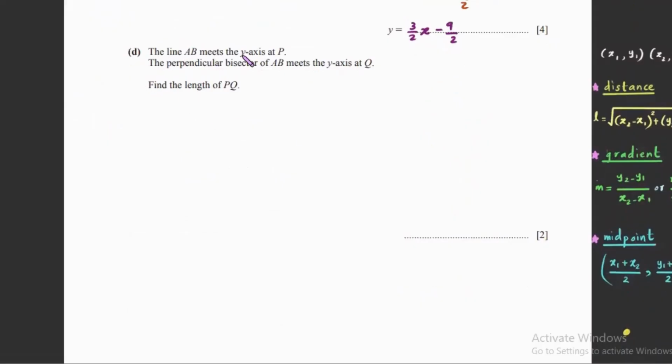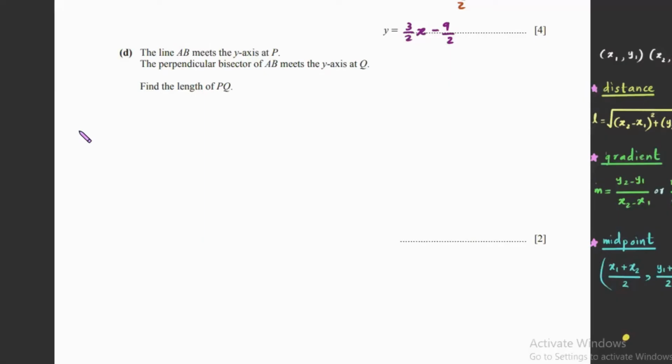The line AB meets the y-axis at P. The perpendicular bisector of AB meets the y-axis at Q. Find the length of PQ. So to do this question, let me first draw a small sketch. So this is how the diagram was given to us, where point A was somewhere over here, and we had point B somewhere over here. So this is the line connecting A and B.